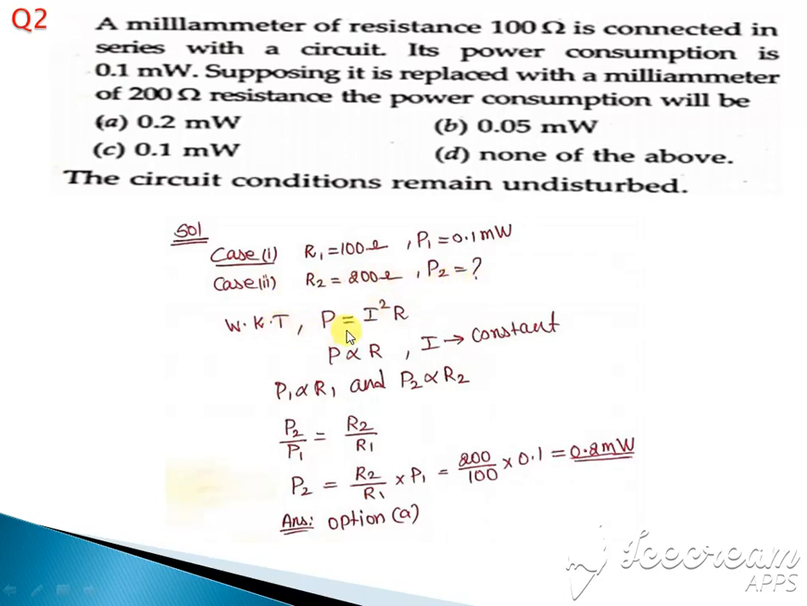So already we know the relation between power in terms of current is P is equal to I squared R, P is proportional to R. So current is again same. So we get P2 by P1 is equal to R2 by R1. From this we can find P2 is equal to 200 divided by 100 into 0.1 is equal to 0.2 milliwatt. The correct option is option A.